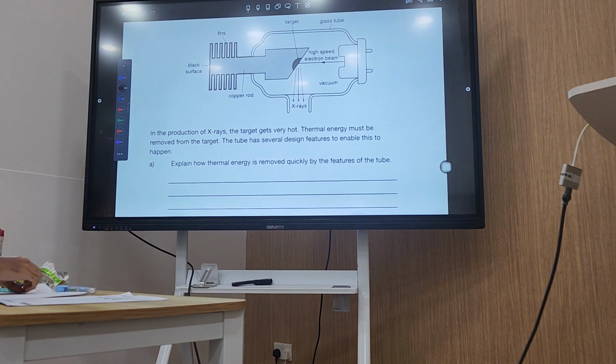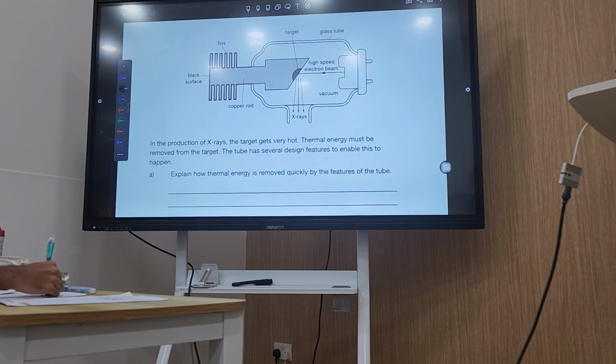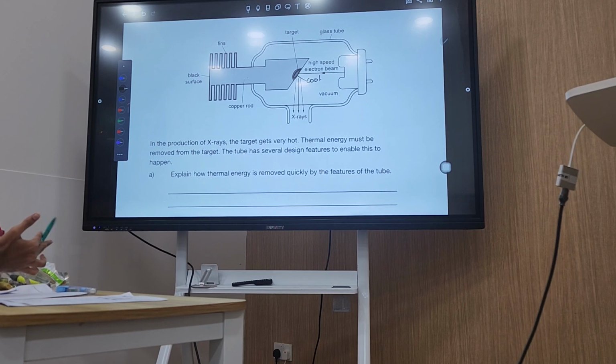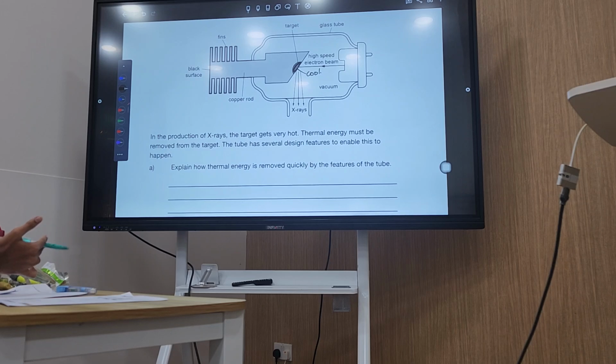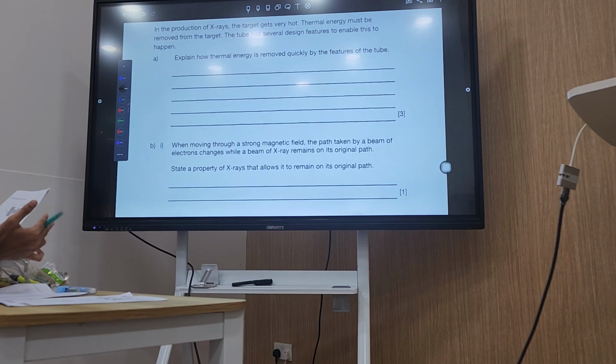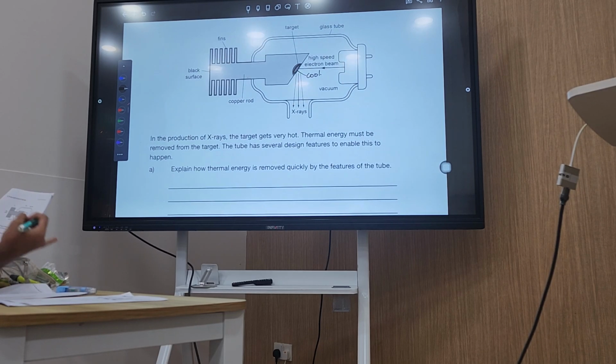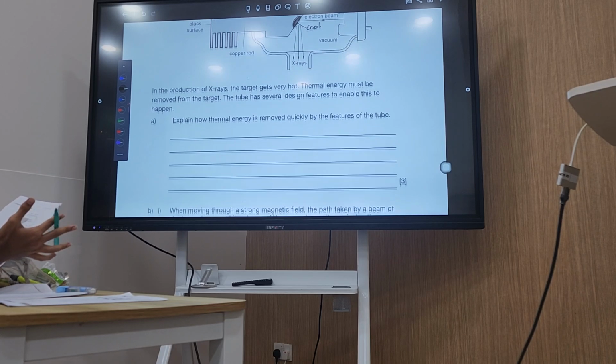Explain how thermal energy is removed quickly by the features of the tube. You need to keep this fella cool. This guy needs to be cool. Shafiq, how will you keep him cool? 3 marks, that's 3 points. Copper. You make it black. Fins. Okay. Explain.